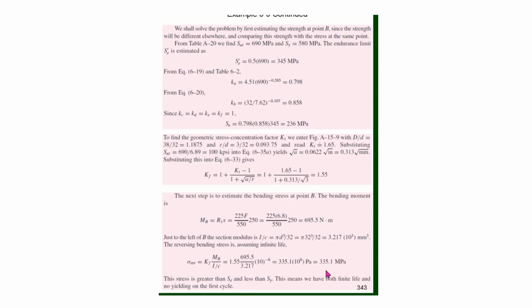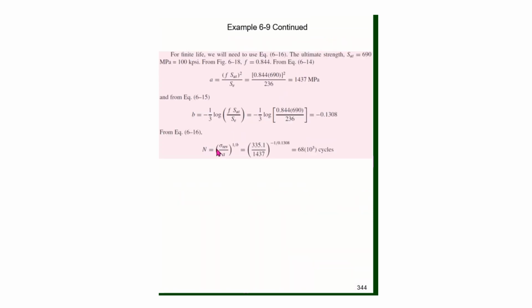We also see that the 335 is less than the 580, so we will not yield, at least on the first cycle. And so from this, we know that we are in the regime where we can use the expression SF equals AN to the B. So using that expression, we can compute a, we can compute b, and then we can get N from sigma rev over a raised to the 1 over b, this important equation again. And we get 68 times 10 to the third cycles for how long the part will live.